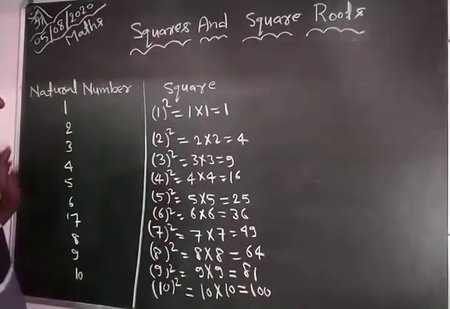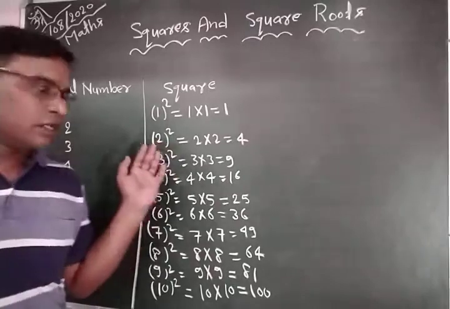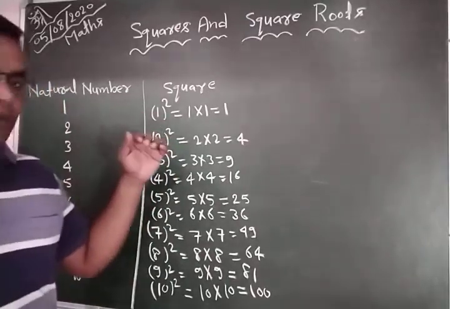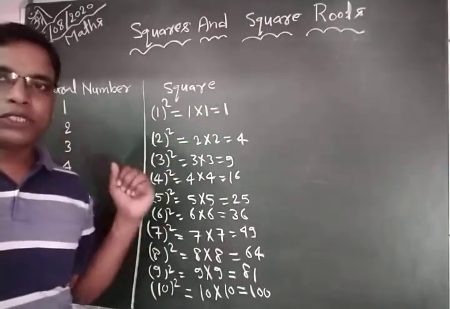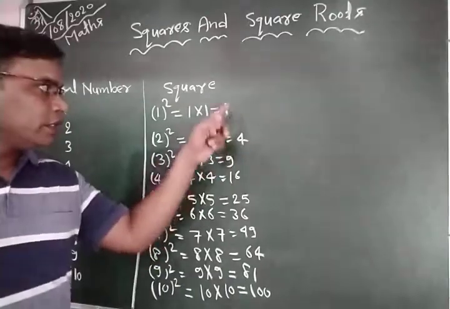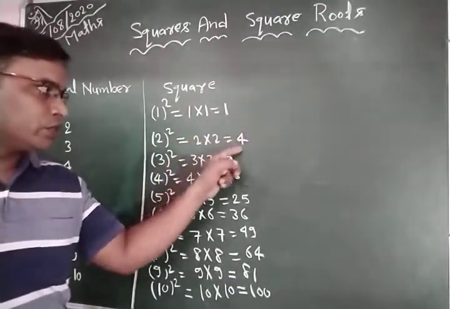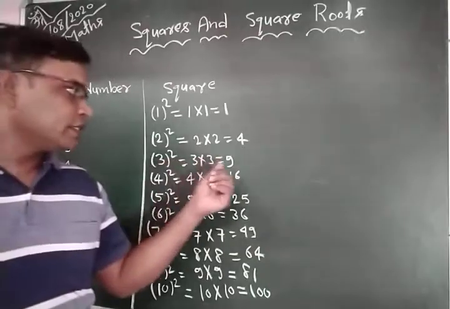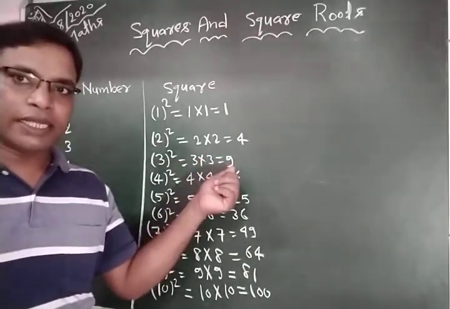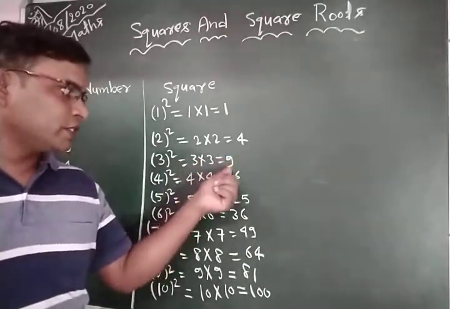Okay, so you can see here the square of 1 is 1. The square of 2 is 4. So here the unit place is 1, here the unit place is 2. And the square of 3 is 9, 3 threes are 9. So the unit place is 3.